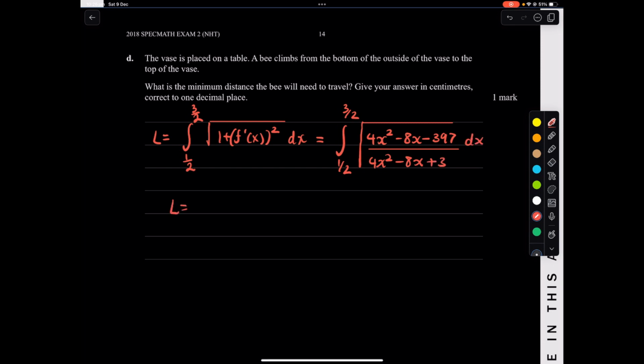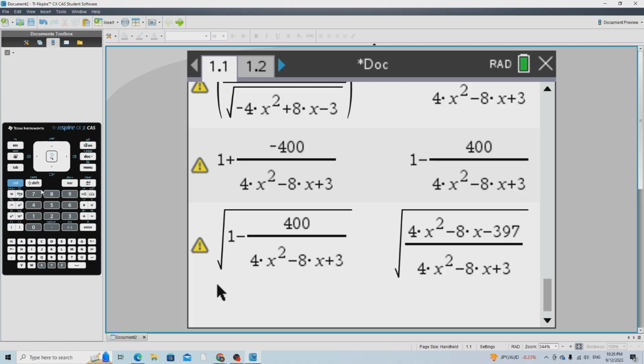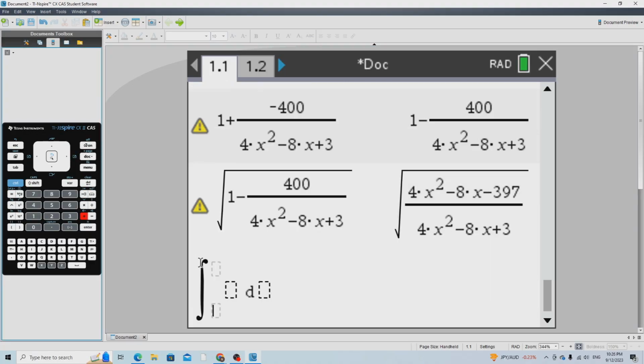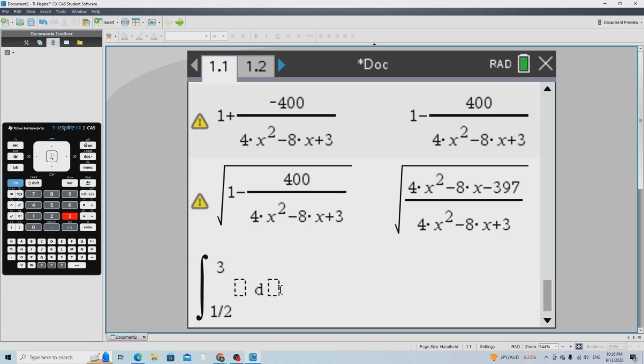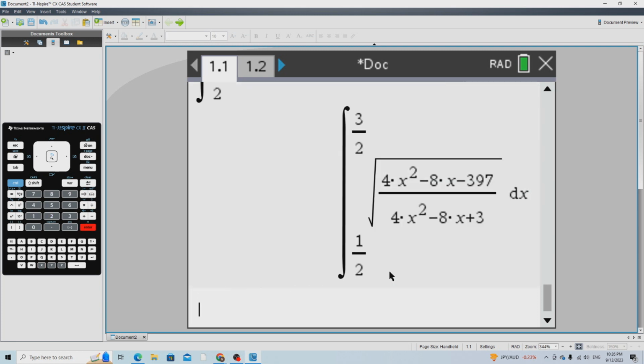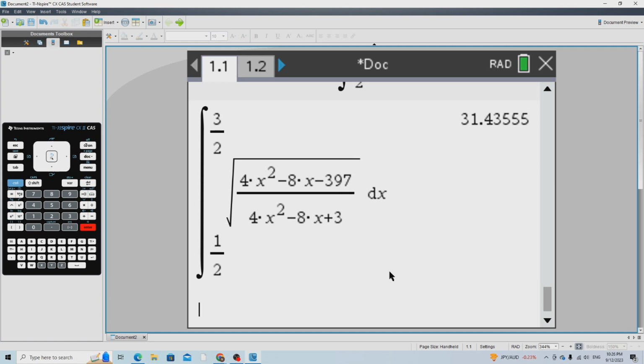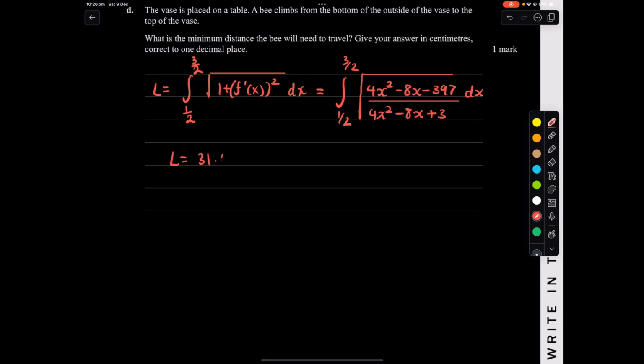And hence your length is what? So let's evaluate that. From 1 over 2 to 3 over 2 over this expression dx, we get, control enter, we get 31 point 4. 31.4. And that's it in centimeters.